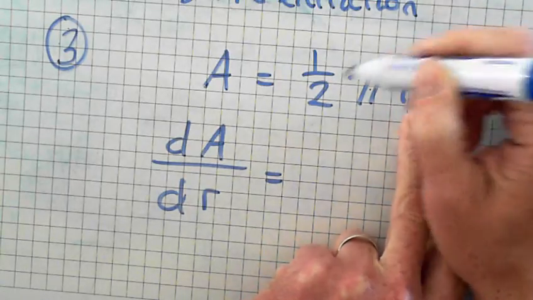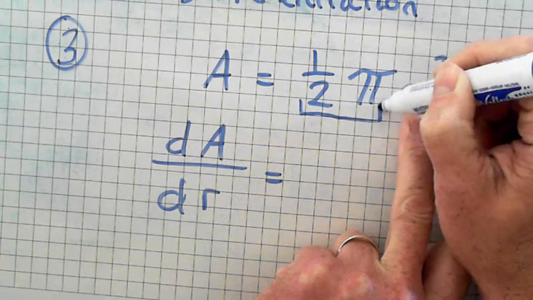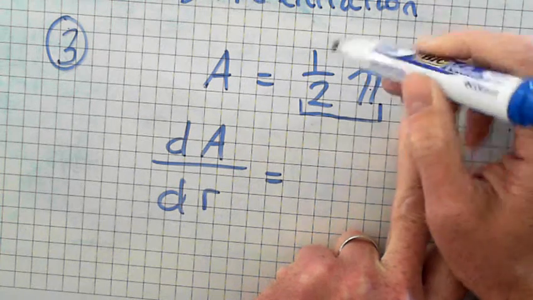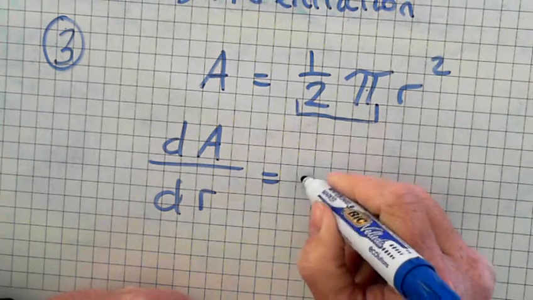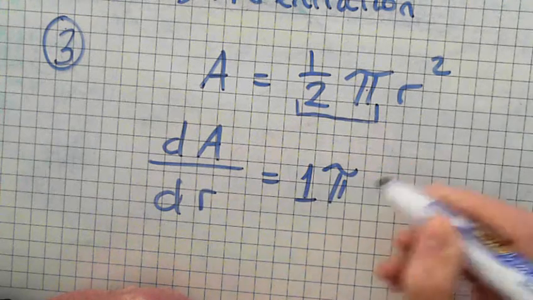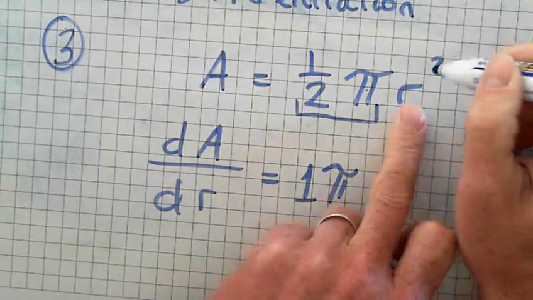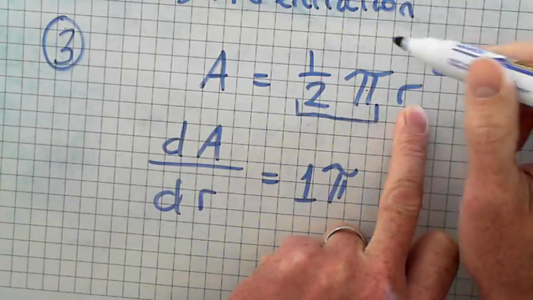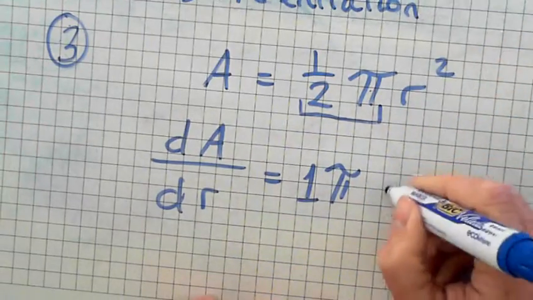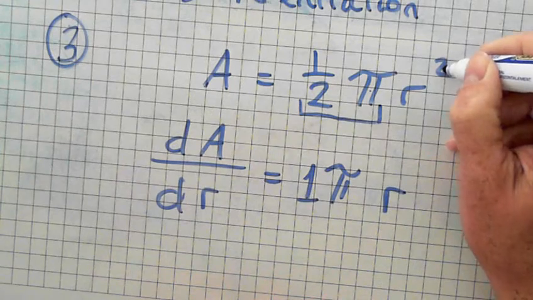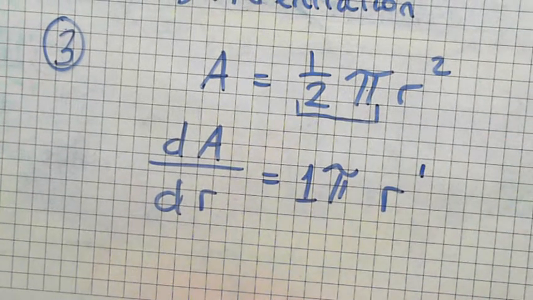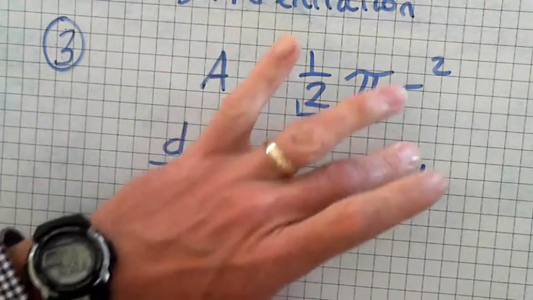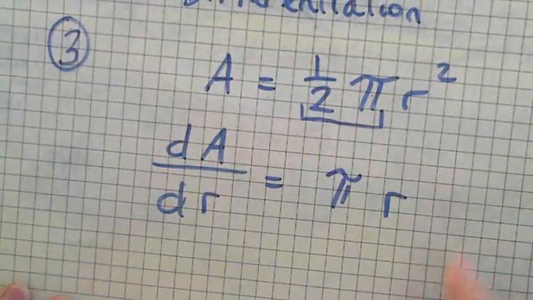So it's 2 times both of these. First of all, 2 times a half is, so it's 1 pi. So a half pi, if you double it, you get a pi, right? And then R, and then subtract 1 from the power. So you can get rid of the 1s, so it's pi r, that's the answer.